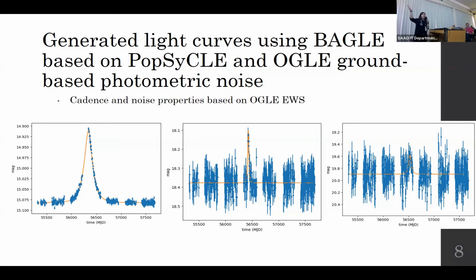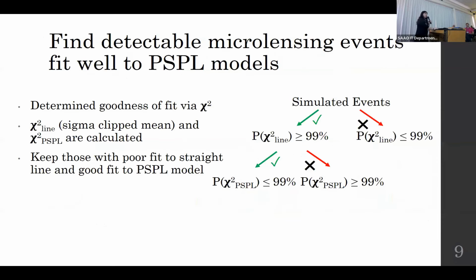These are some examples of light curves that we simulated to be fit. And so we want to find the detectable microlensing events that were fit well to PSPL models. So we determined the goodness of fit using chi-squared. We calculated two different chi-squareds, one a chi-squared based on a line, or just a sigma clipped mean. We did this because we don't want to include things that fit well to a straight line, which may be the case if there's a microlensing event that occurs during a big gap in cadence, or when it's very faint and there's a lot of scatter, and so the signal doesn't make it above the noise.